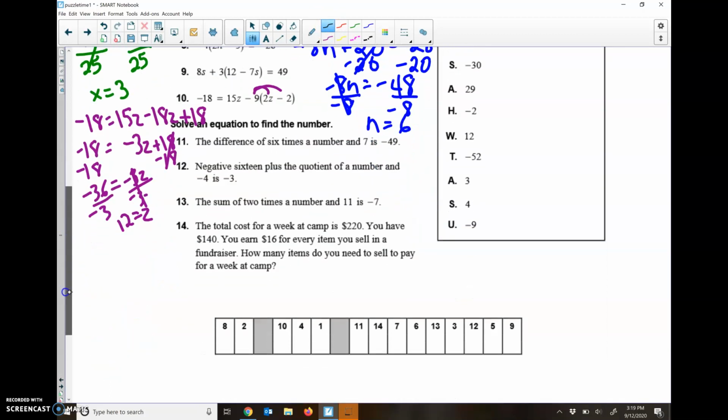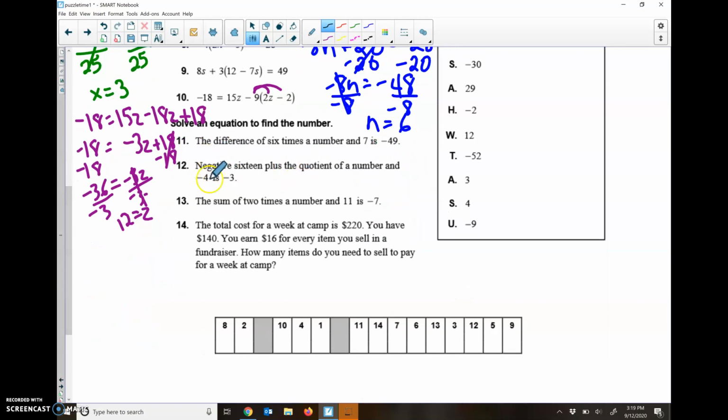Alright, and then we got some problems here in the middle where it wants us to write out the equation, or write out the problem. So it gives us some numbers here. So it says negative 16 plus the quotient, and if you remember, quotient is another word for divided by. So the quotient of a number, we don't know the number, so we'll just use x. So the quotient of a number, x, and negative 4 equals negative 3.